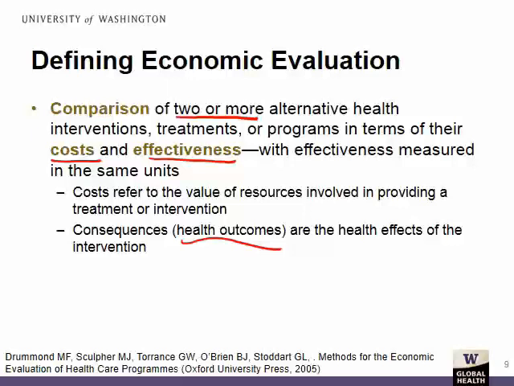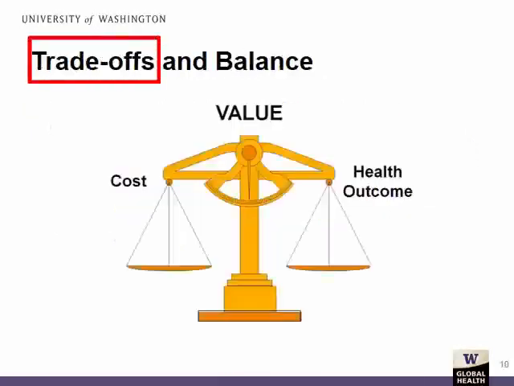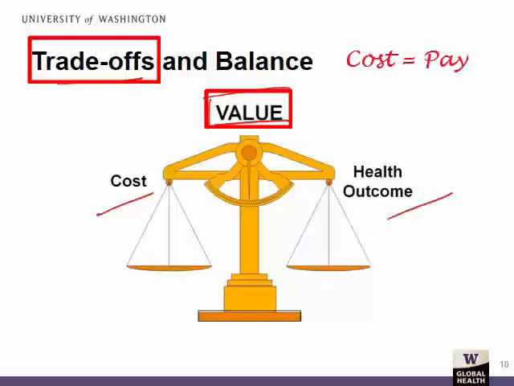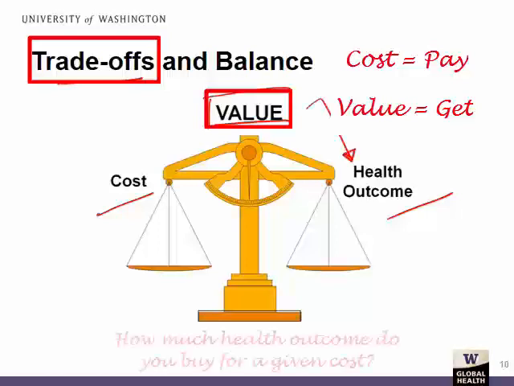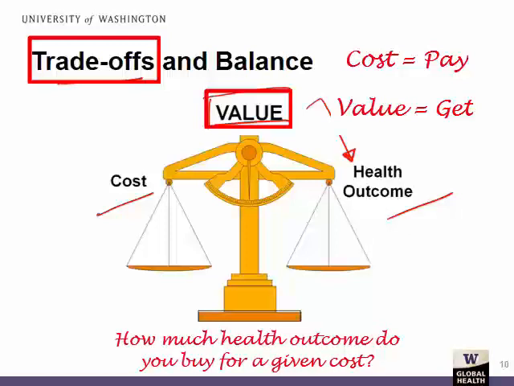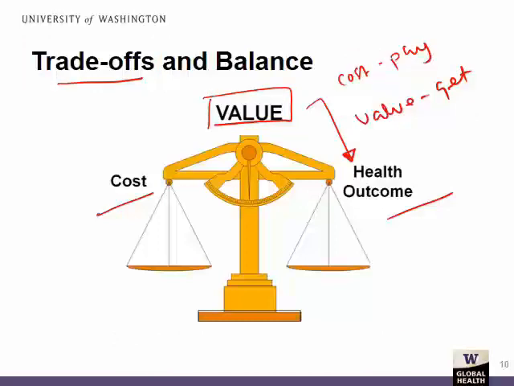So in some senses, it's about trade-offs and balance. In the middle, you have value, and on one side you have cost, on the other side you have health outcomes. And people often say that cost is what you pay and value is what you get. And in economic evaluations in healthcare, that value is represented as health outcomes. So economic evaluations ask the question of how much health outcome do you buy for a given cost intervention.